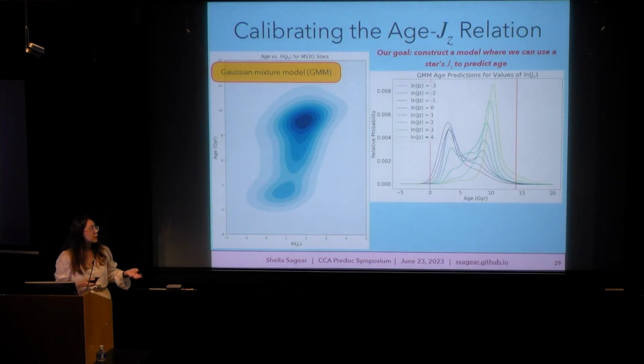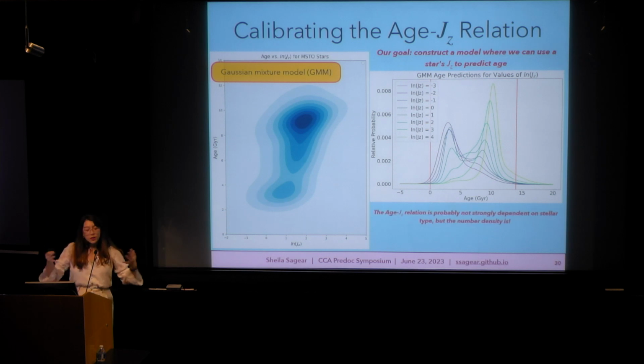So what that means is that we can make a plot like this, where I have age on the x-axis, and these are an array of probability distributions, each line corresponding to a different test value of log vertical action. You can see that smaller log vertical actions correspond to a younger age prediction, and vice versa for older age predictions corresponding to higher JZs. This makes sense, all good, right? Well, you may have noticed that we are not trying to find the ages of main sequence turn-off stars. If we were, we would probably not still be working on this.